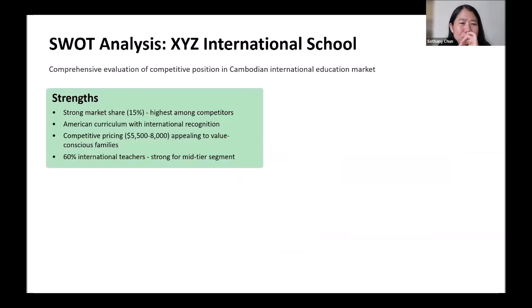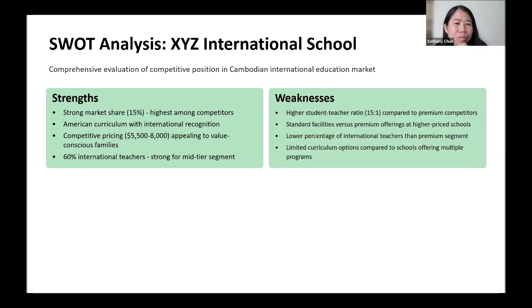Basically, this one is Phonics International School. If it is linked to the first graph, if we look at strength, Phonics is strong in market share at 15%, as you can see. It has an American curriculum with international relocation, competitive pricing of 5,000 to 8,000, and 60% international teachers. So it's strong for the mid-tier segment.